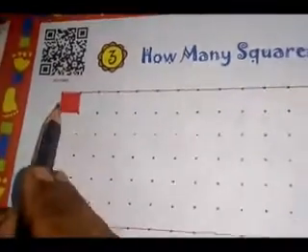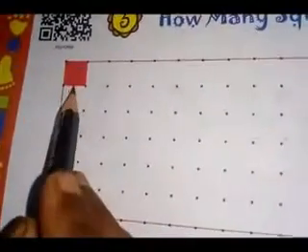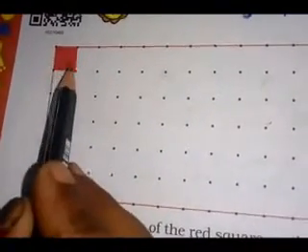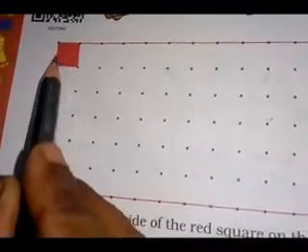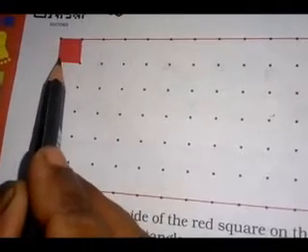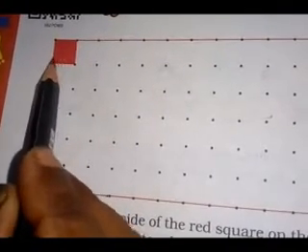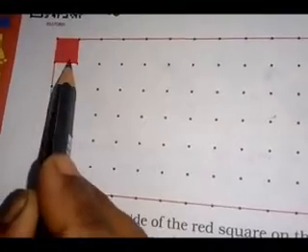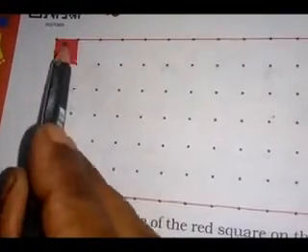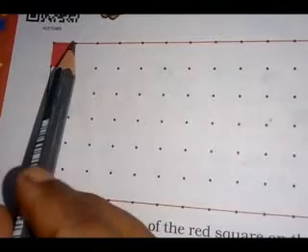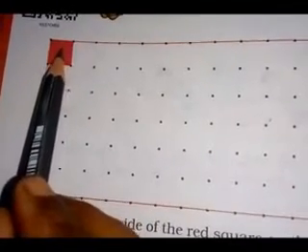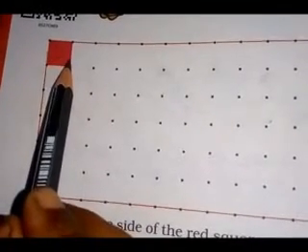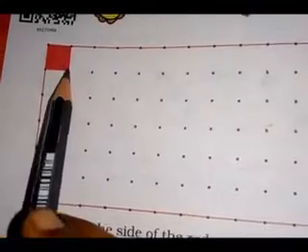This square has how many sides? 1, 2, 3, 4. 4 sides and 4 right angles. See here, in the previous class we studied the L-shape angle. Here it is forming an L-shape. This L-shape angle is a right angle. Did you get that the square has 4 sides and 4 right angles?